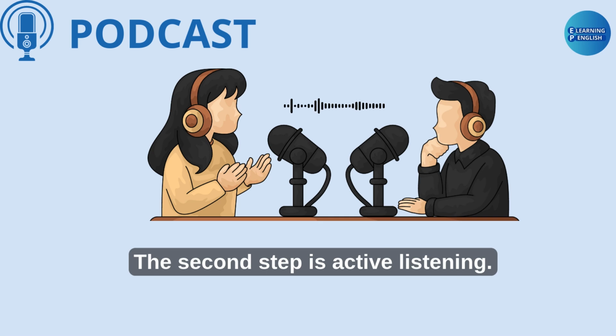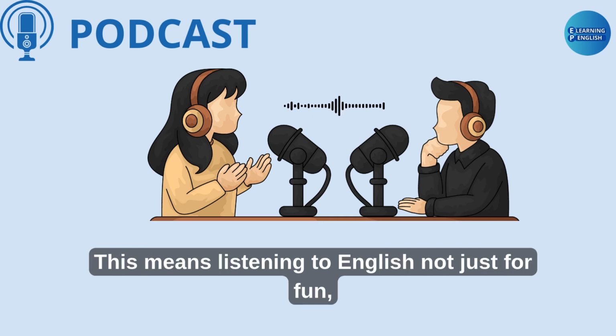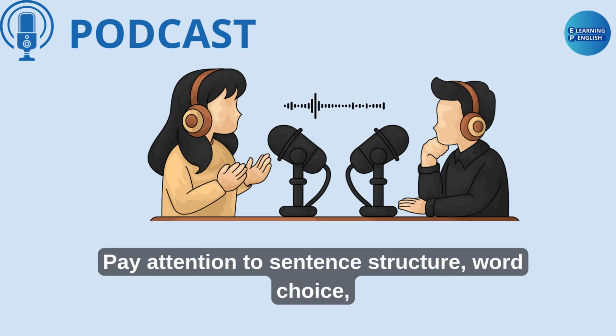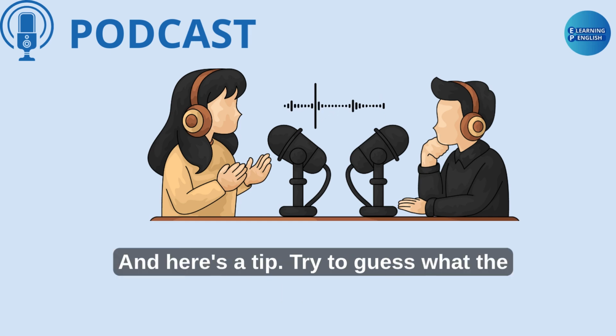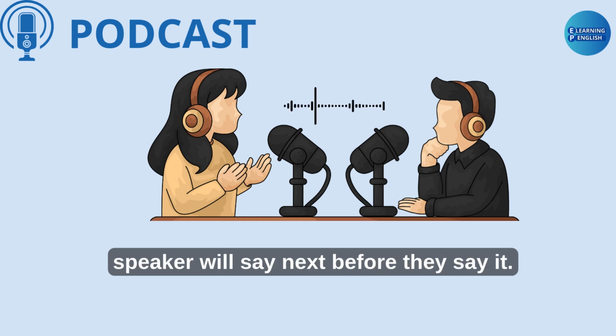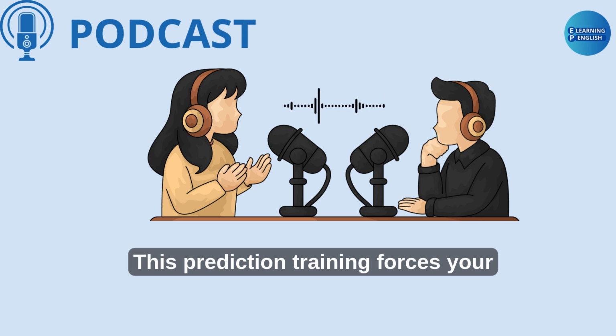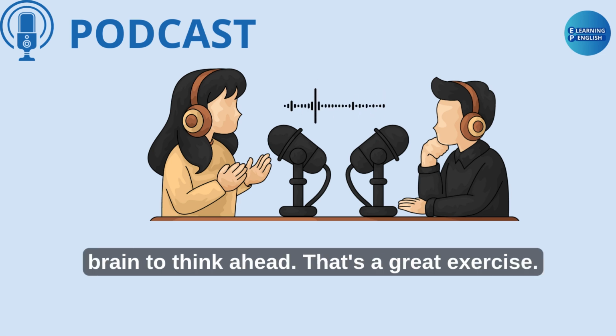The second step is active listening. This means listening to English not just for fun, but with focus. Pay attention to sentence structure, word choice, and pronunciation. And here's a tip: try to guess what the speaker will say next before they say it. This prediction training forces your brain to think ahead.